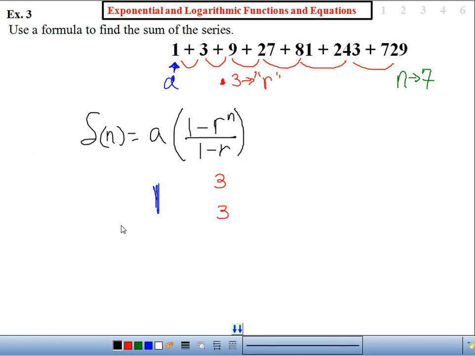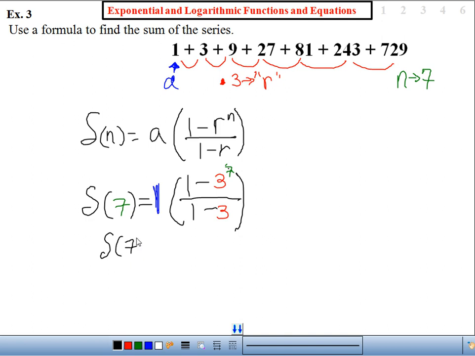Okay, let me bring everything else down. S of n equals a times (1 minus r to the n) over 1 minus r. However, instead of n, what are we going to write? That is correct, our number of terms. So this is 7 and 7. And that's it. All the rest of it is just computation. So now that I did it in color, I'm going to do the rest in black so you can see the computation. S of 7 equals 1 times 1 minus.